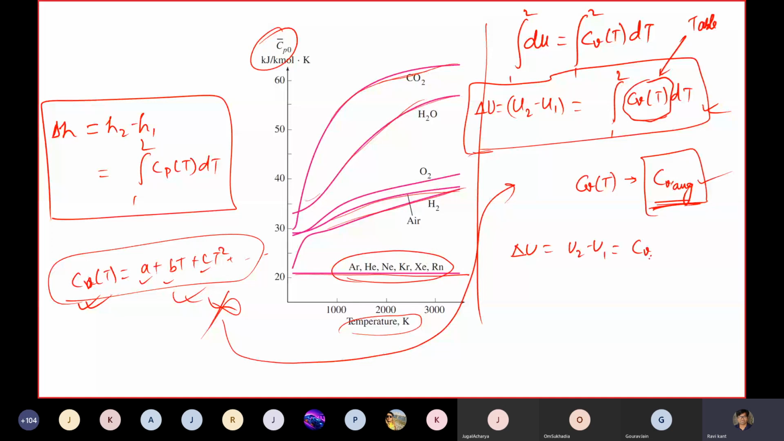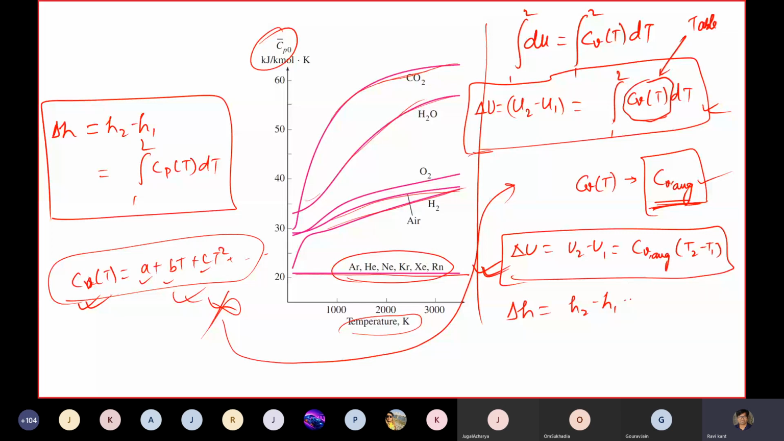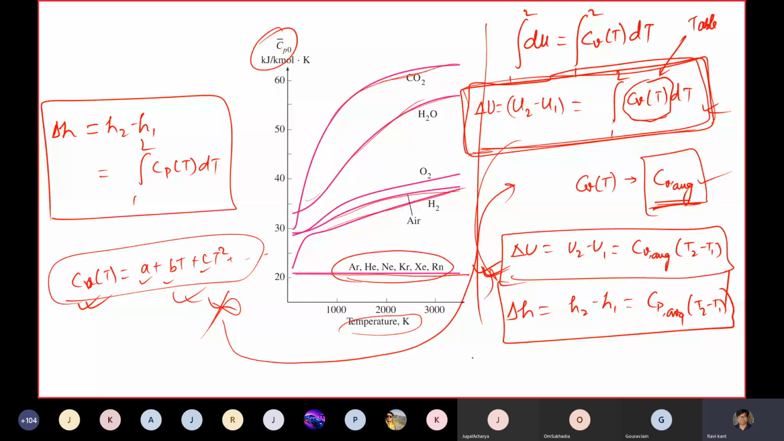So this is the powerful formula you can use every now and then, and similarly delta H is equal to Cp average times (T2 minus T1) from now onwards. Although the integration formula would be much more accurate, the errors here are less than 2%. So people have seen that using this formula does not give any such large errors. Okay.